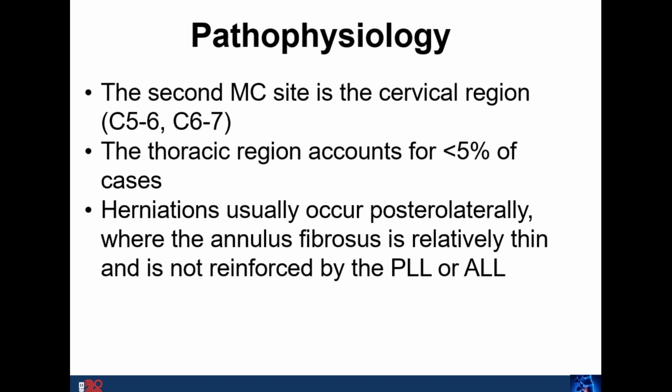So herniations usually occur posterolaterally, where the annulus fibrosus is relatively thin and therefore is less reinforced by the posterior and anterior longitudinal ligaments.